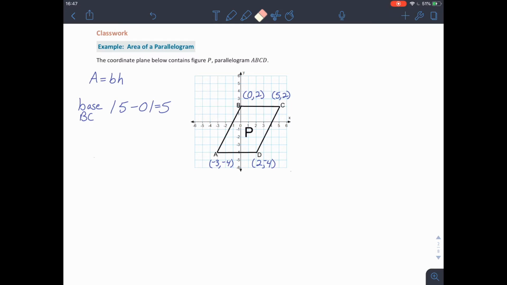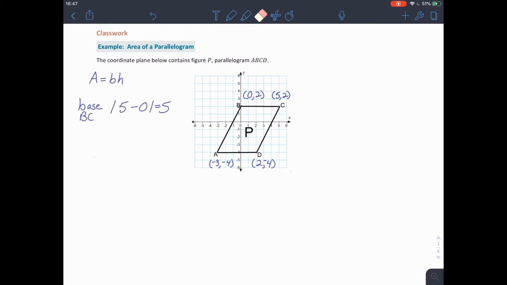So our base is 5, but what is our height? Our height is not going to be the length of a line like AB, which is good because you guys won't be learning about how to find diagonal distance until you get to the Pythagorean theorem in 8th grade math. So what I need to find is the distance from AD to B, and that runs along the y-axis, so I can think of it as a distance on a y number line.